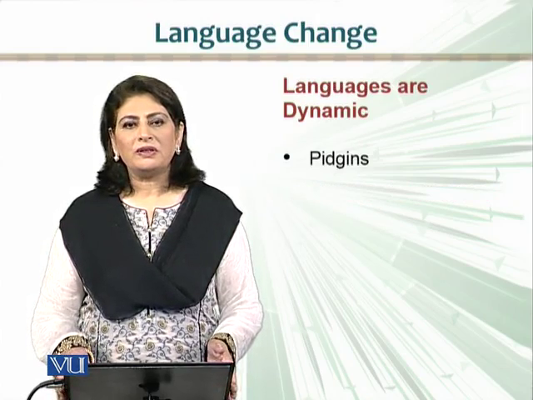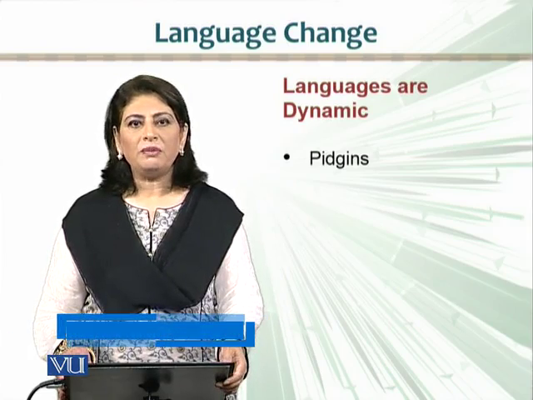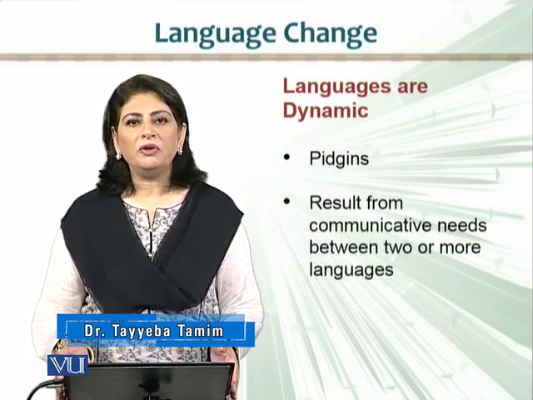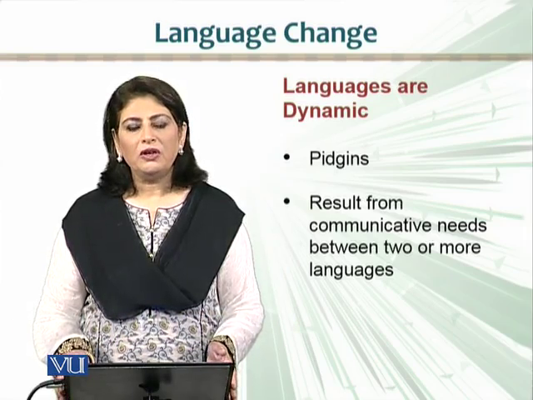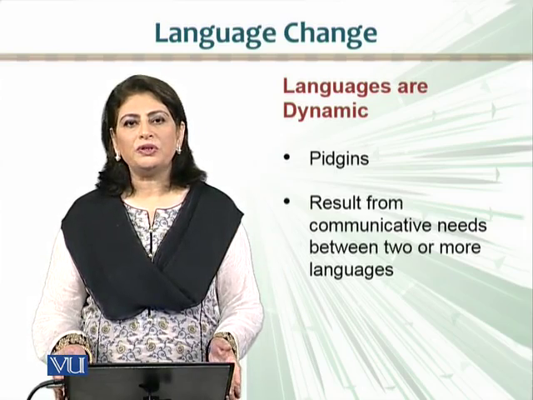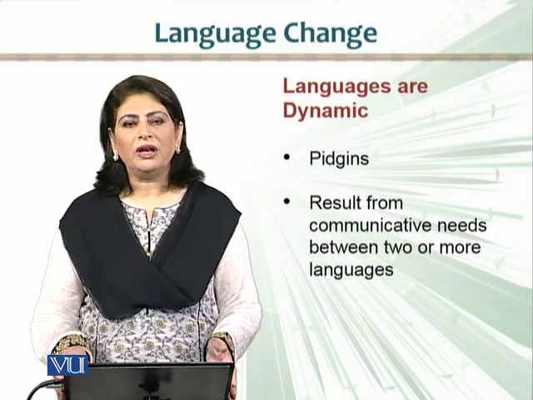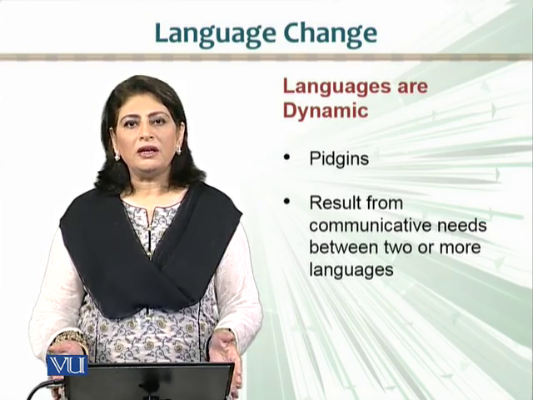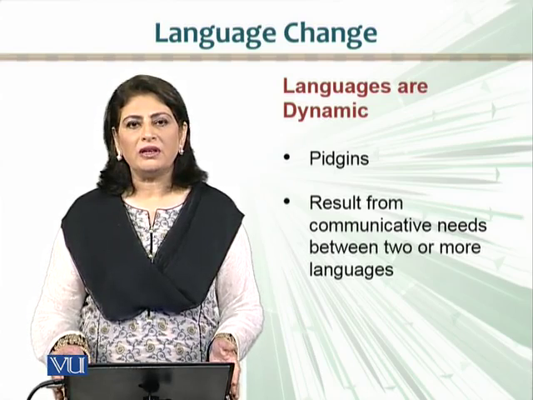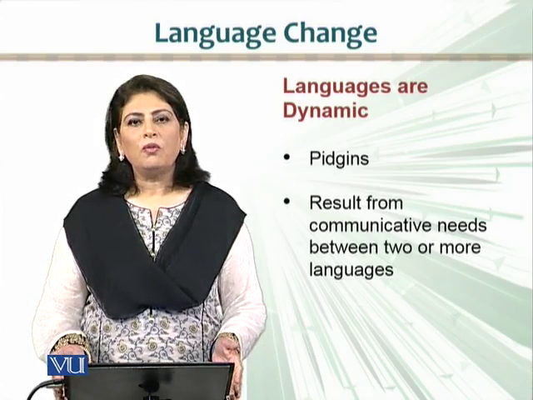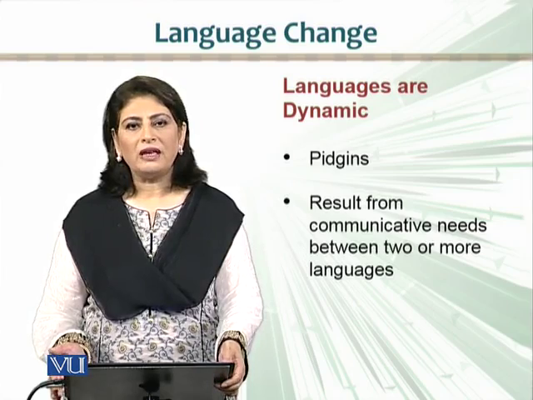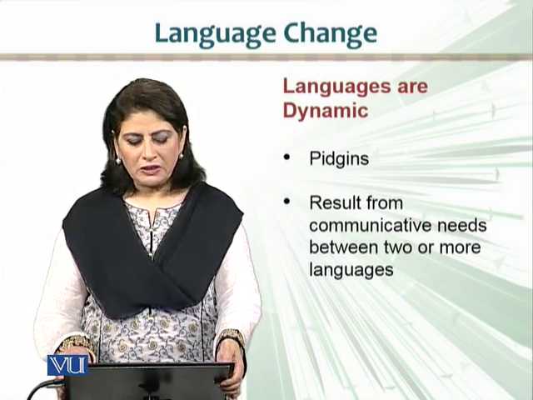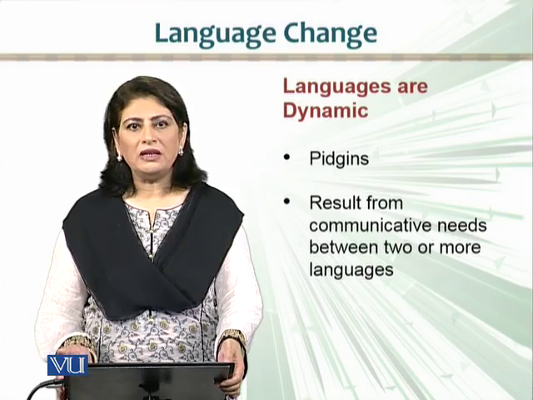Now, coming to think of language change, let us take the example of pidgins. What are pidgins? Pidgins are languages which emerge when there is a communicative need between two communities who do not share a language which they understand. So, if there are two communities with two different languages and they are positioned in a social context where they need to communicate with each other, what emerges is a pidgin. A pidgin is a language which has elements of both languages, but it is restricted to some basic communication.